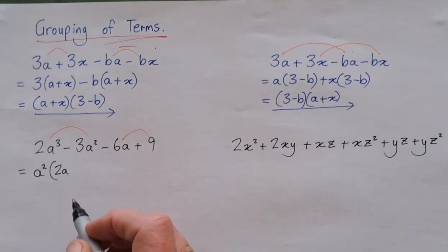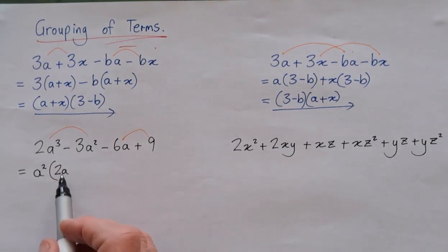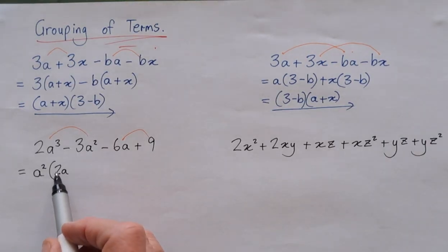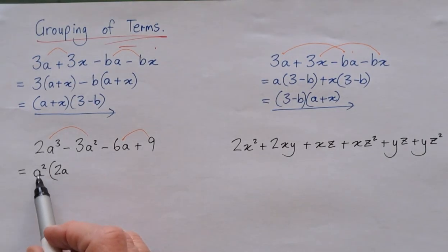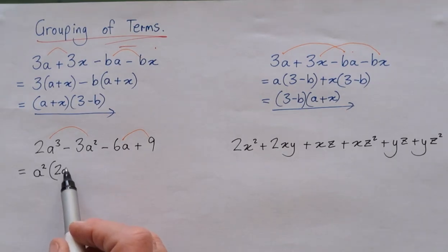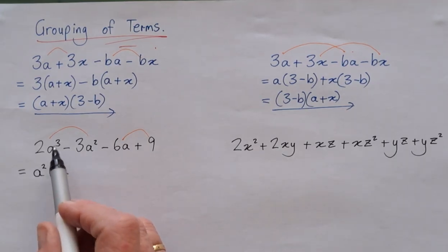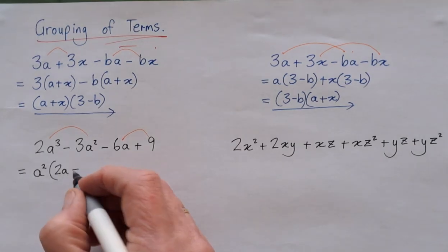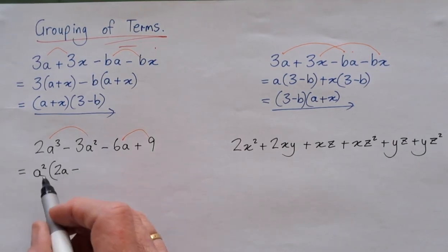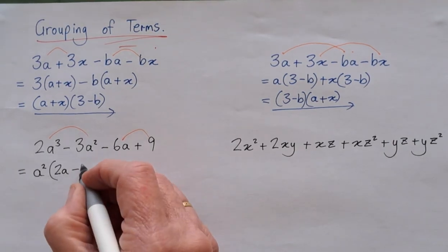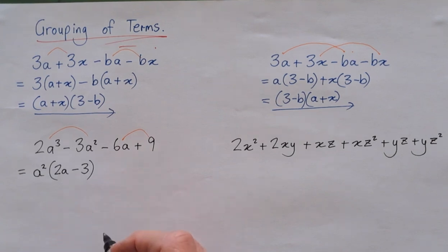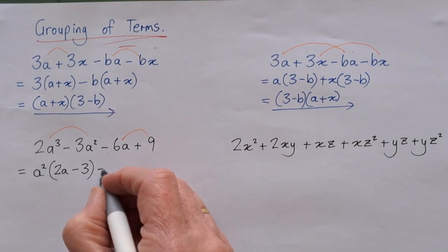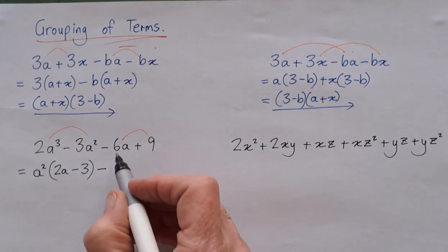And if you want to check back that you've done this correctly, a squared times 2a is going to give me 2a cubed. And remember, when you're saying a squared times a to the 1, you're adding the exponents, so it will be a cubed. And then I'm left from this term, after having taken out a squared, I'm left with 3. Again, remember, if you're grouping two terms and the first one is negative, take out a negative.